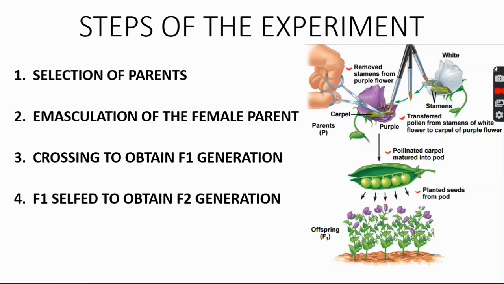Step number 4, F1 is selfed to obtain the F2 generation. Now here you don't have to do any emasculation, because the F1 generation, the purple flowers, are now allowed to do selfing, and the next generation will be called the F2 generation. Now we need to observe the F2 generation and give the results and the conclusions. So these are the steps of the experiments done by Gregor Johann Mendel.